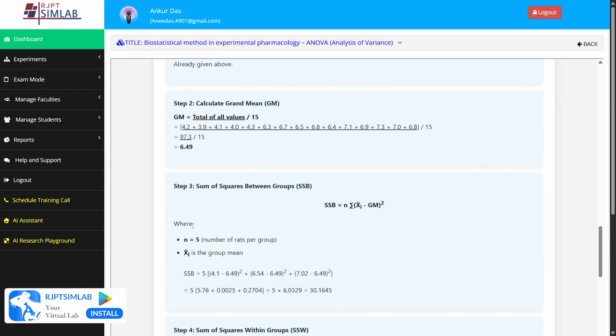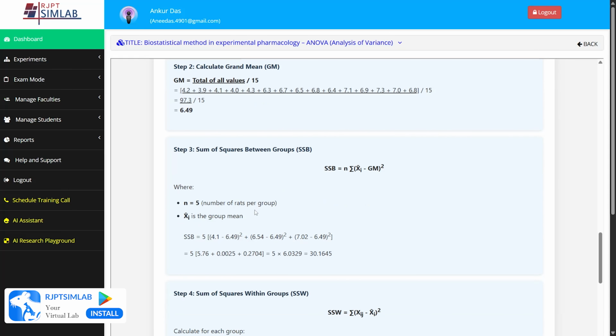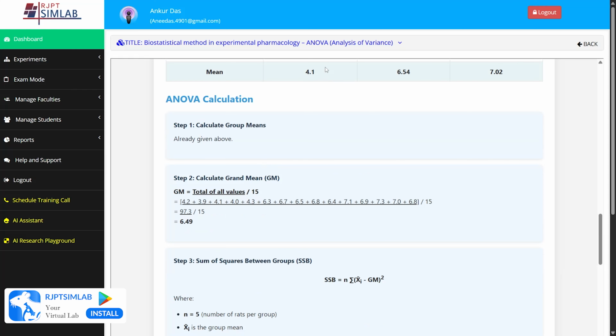So now we will jump on to the third step. The third step is about the sum of squares between the groups, which means we have three different groups, so we are performing this between all three groups. The formula says SSB is equal to n times the summation of the square of (x bar i minus GM), where GM is the grand mean. Here n denotes the number of rats per group, which is 5, and x bar i denotes the group mean, each group's mean that we found earlier.